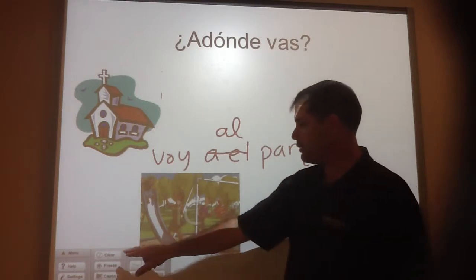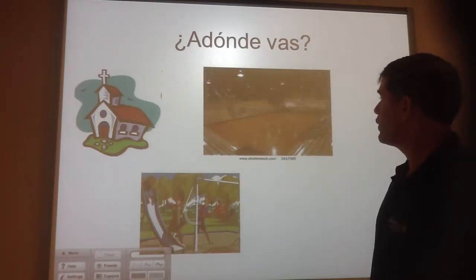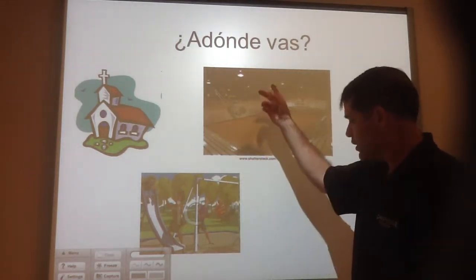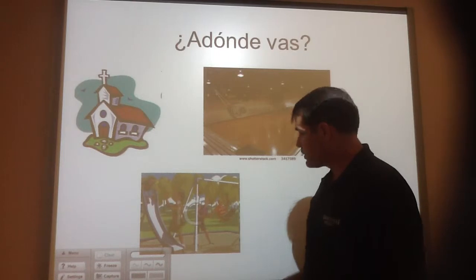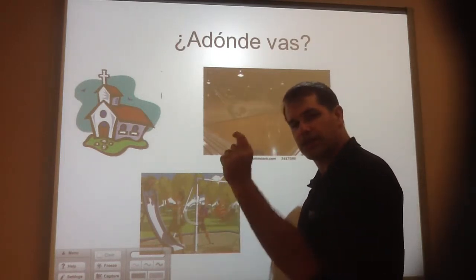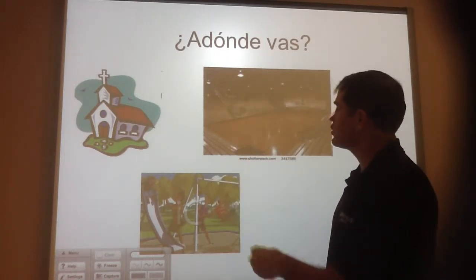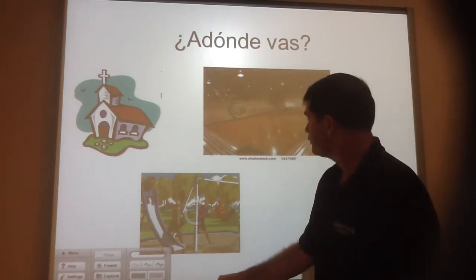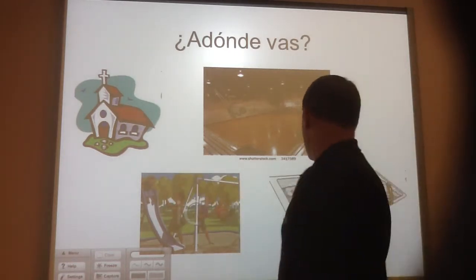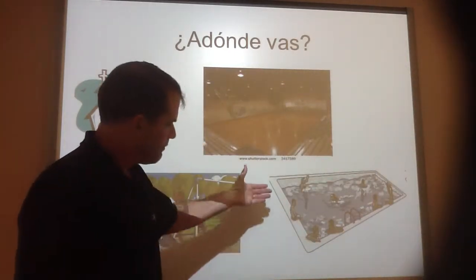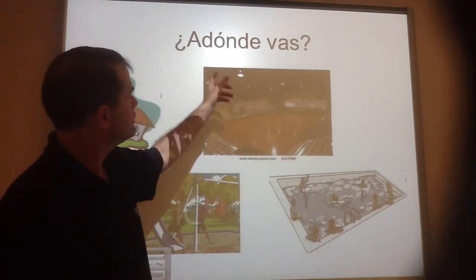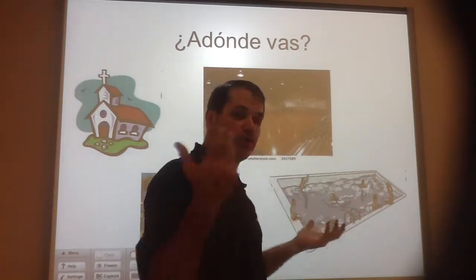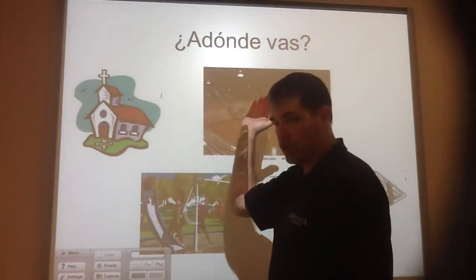Okay? Voy al parque. Or if we had this, which I'm not sure if you can see on the video well, this is a gymnasium. So, el gimnasio, we would say voy al, otra vez, contraction, again we have contraction, al, voy al gimnasio. Okay? And here we have la piscina, voy a la piscina. ¿A dónde vas? Voy a la piscina. Okay? So that's how we're using just the verb ir, meaning to go.